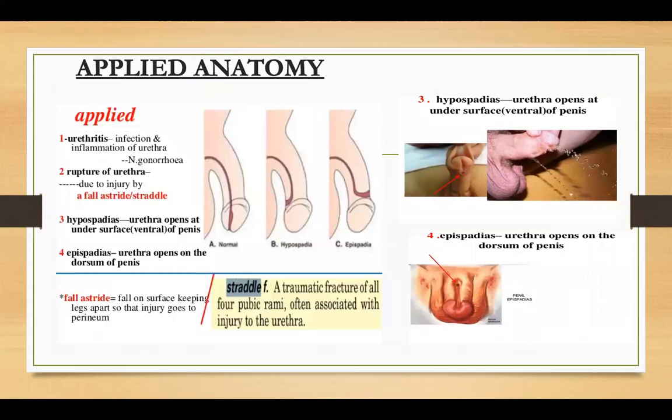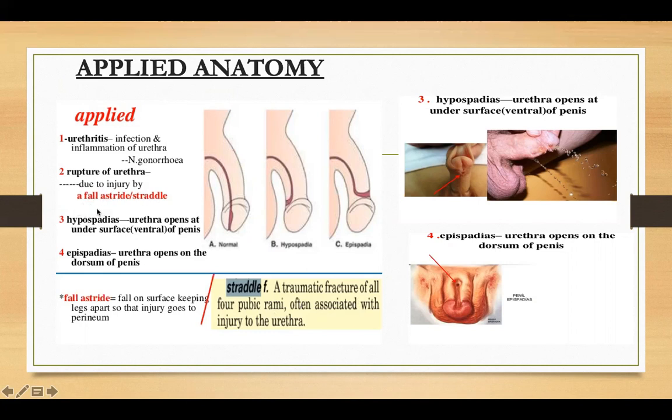Now come to the applied anatomy of the urethra. Urethritis: the infection and inflammation of the urethra is known as urethritis. The most common pathogenic element for this infection is gonorrhea. Rupture of the urethra is very common due to injury by a fall astride or straddle. Fall astride: fall on the surface keeping legs apart so that injury goes to the perineum. A straddle injury: a traumatic fracture of all pubic rami often associated with injury to the urethra.